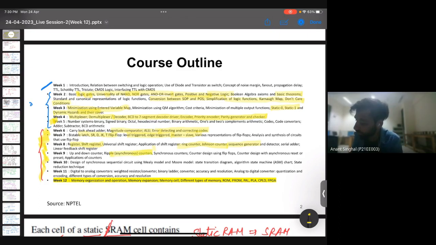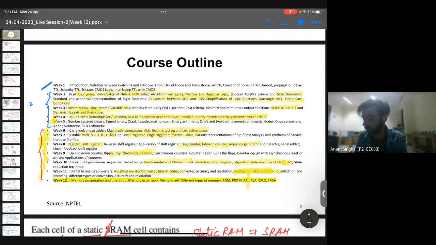And in week 10 also, Mealy and Moore models are quite important because they cover state transition diagrams. Then ASM chart also is a good topic to cover. And in the last week we have covered the R-2R ladder and binary weighted DAC. Then we have SAR ADCs, which are not written here, I guess. It says analog to digital converter, so it includes that part of SAR ADC. So you should go through it.